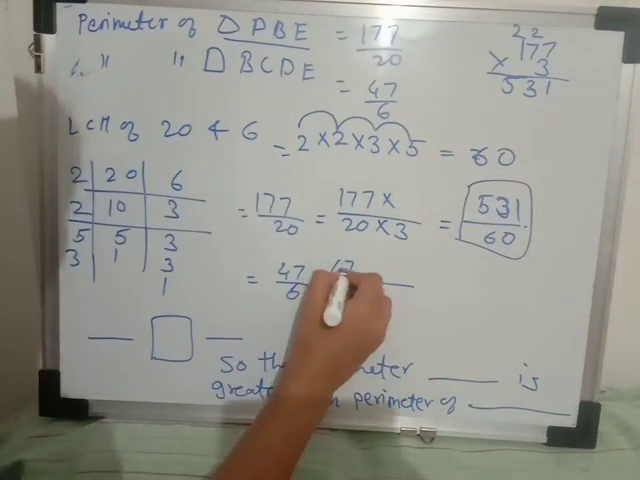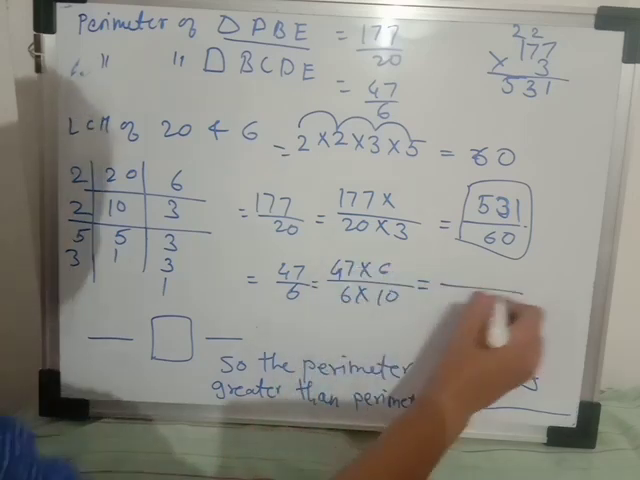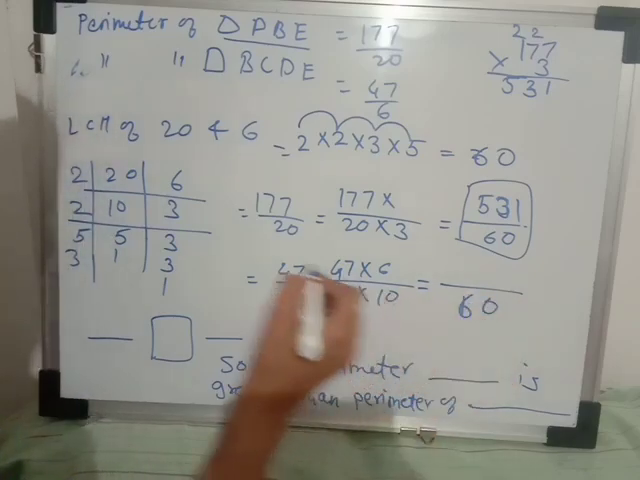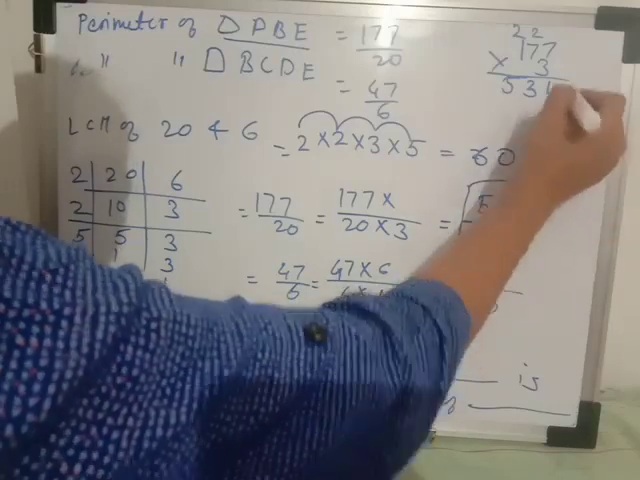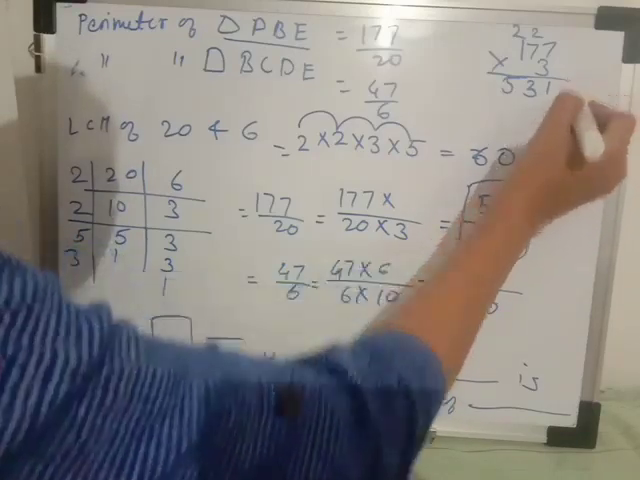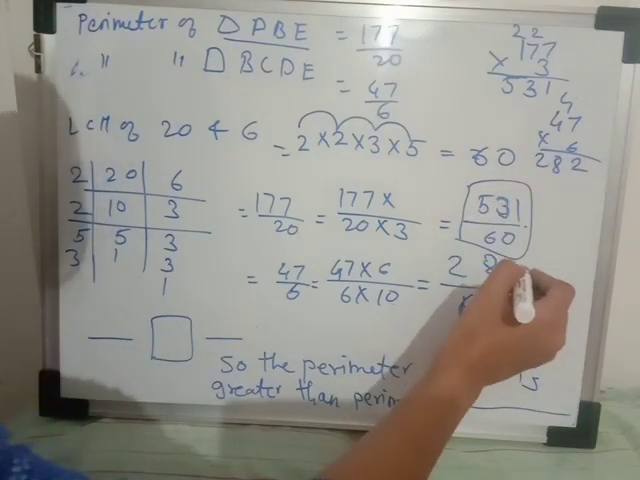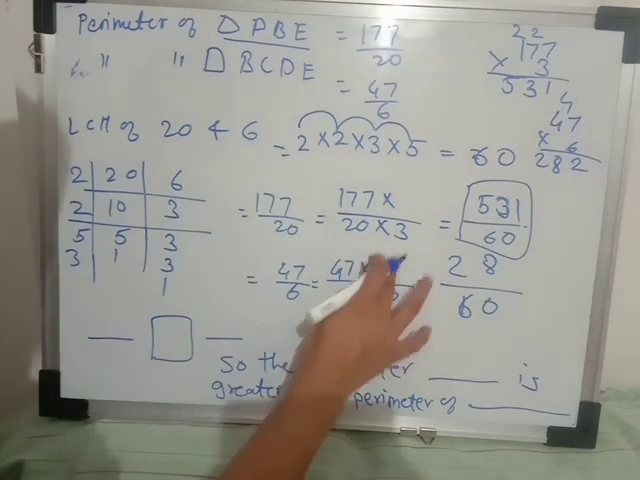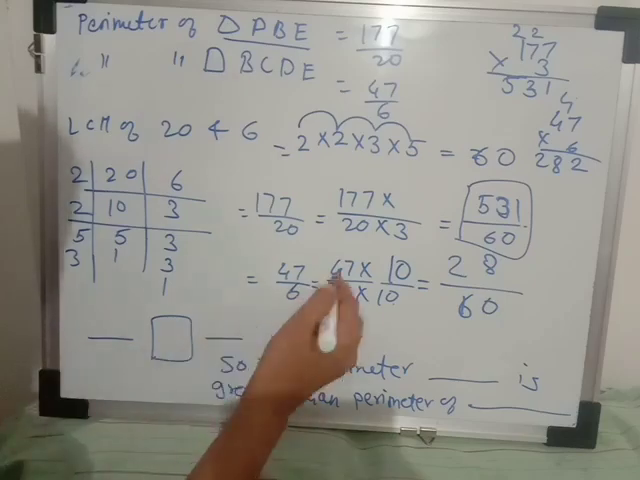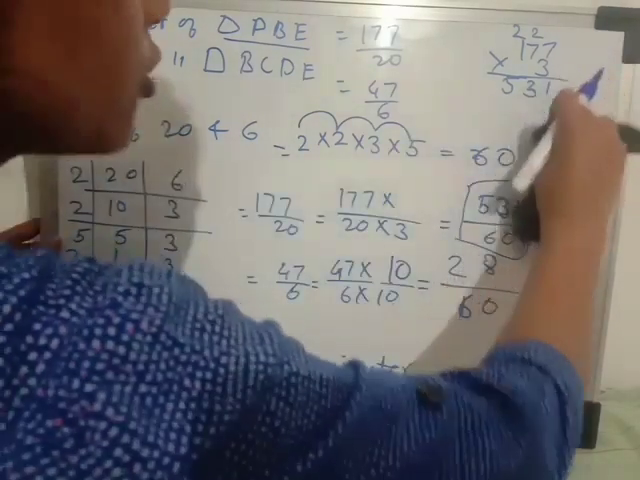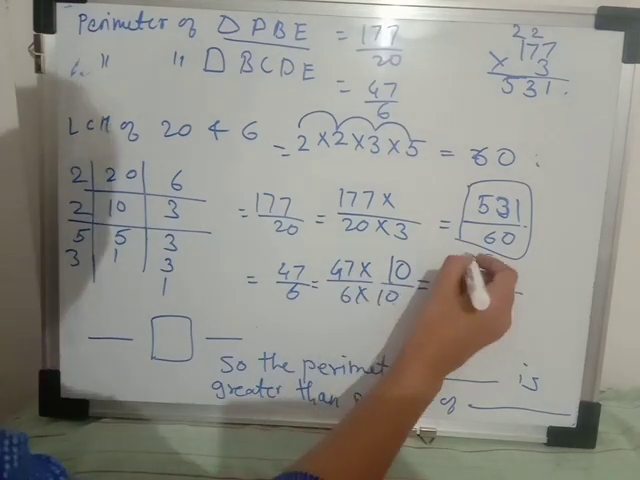So 47 multiplied by 10, not 6. 6 sevens are 42, 6 fours are 24, 24 plus 4, 28. So here we got 280, 40. Here we have taken 10, na? Sorry student, extremely sorry about it. We are not supposed to do this. So 47 into 10 is equal to 470.